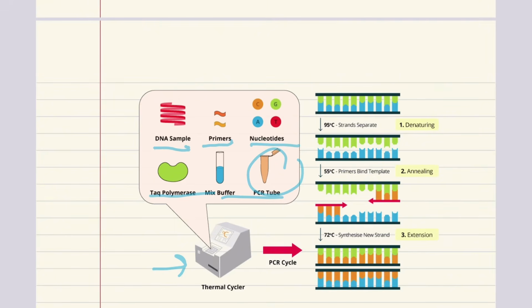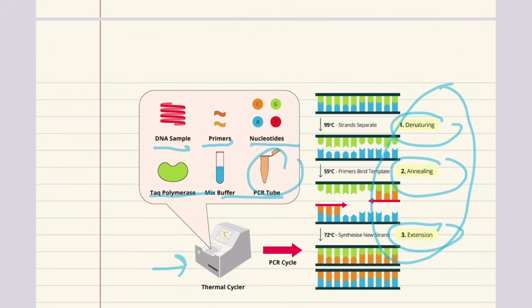Each PCR cycle includes 3 steps. First, denaturation. The mixture is heated to about 95 degrees Celsius to separate the 2 strands of DNA. Then we have annealing. The temperature is lowered to around 55 degrees Celsius so that primers can bind or anneal to their complementary sequences on the DNA. Finally, we have extension. At 72 degrees Celsius, Taq polymerase synthesizes new DNA strands by adding nucleotides to the primers.